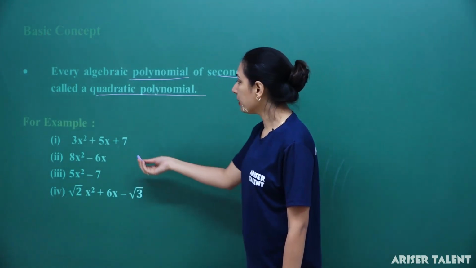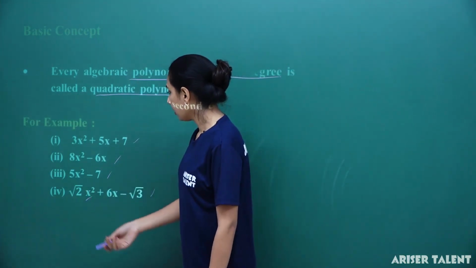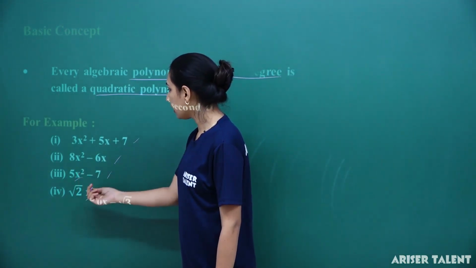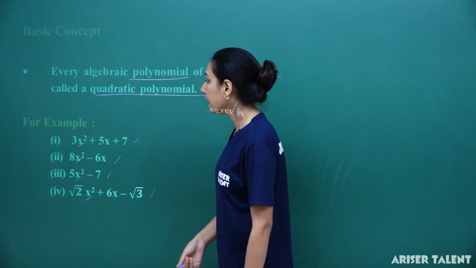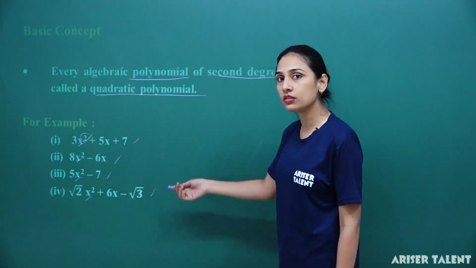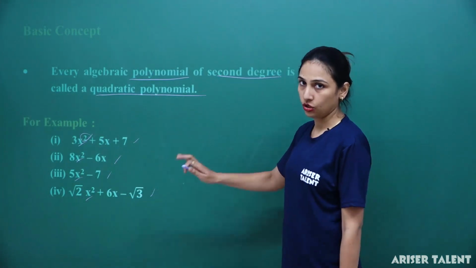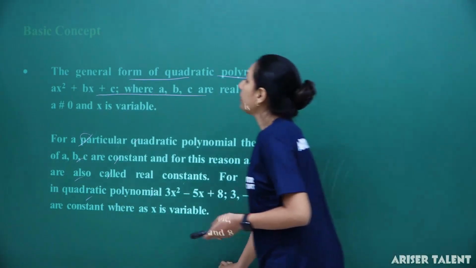Okay, for example, these are all what? Here we have second degree, here we have second degree, and again the highest degree of this is 2. So if the highest degree is 2, this is a quadratic polynomial, right? You know it, right? Okay, then the next point is the general form.